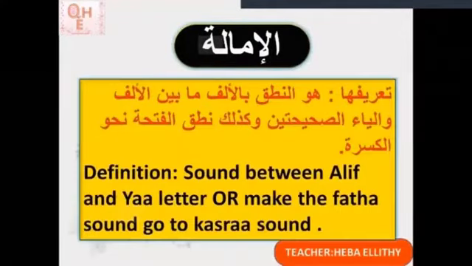الامالة. What does الامالة mean? الامالة تعريفها هو النطق بالحرف ما بين الألف والياء الصحيحتين، وكذلك نطق الفتحة نحو الكسرة. Definition: a sound between alif and ya, or making the fatha sound go toward the kasra sound.